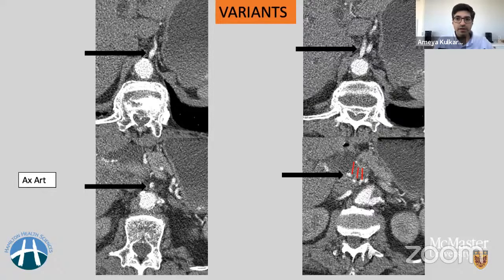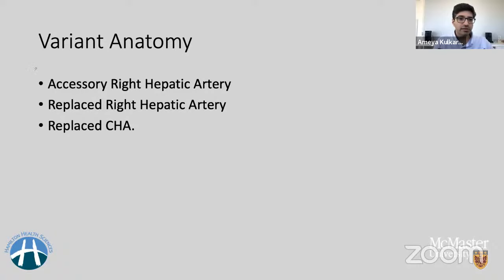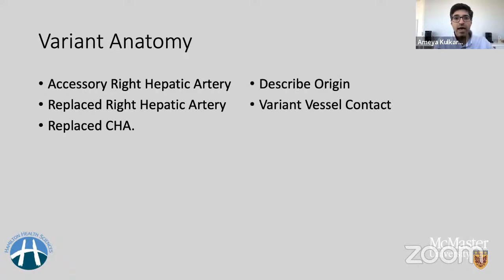So always remember to look at these variants. What are the variants which are definitely worth reporting? Number one, accessory right hepatic artery, replaced right hepatic artery, as we looked at in this case, or replaced common hepatic artery. All of these variants are nothing but vascular channels which are not arising from their common anatomical origin, namely the celiac axis. They could be arising from the aorta or the SMA. It is very important for you to describe their origin. And if there is tumor in contact with this vessel, you have to apply the same principles, whether there is abutment or encasement of the tumor, or whether there is obvious luminal irregularity, which is nothing but invasion.